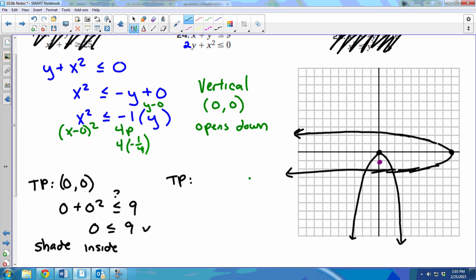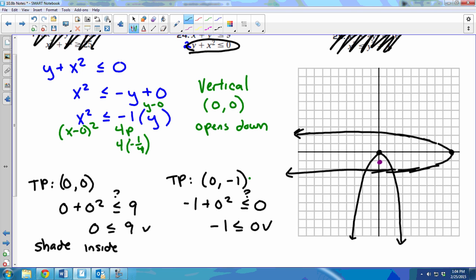So this time I'm using a test point. I used 0, negative 1. Again, I'm going to go back to the original up here. So I have negative 1 plus 0 squared is less than or equal to 0. Well, negative 1 is less than or equal to 0. So again, I'm going to shade inside that parabola, where that point is.